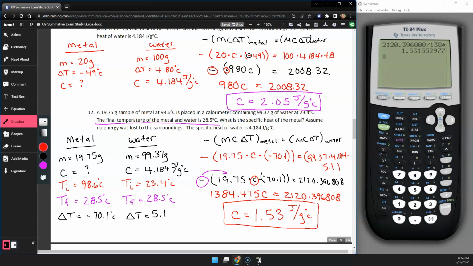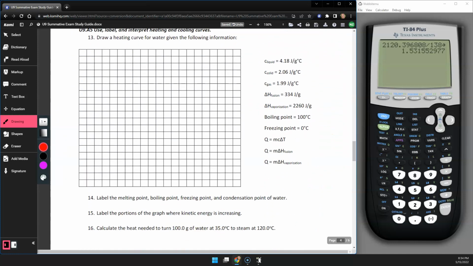All right, moving right along. Okay, so we have some heating and cooling curves. So it says, use, label, and interpret heating and cooling curves. Draw a heating curve for water given the following information. Okay, and then we have like a bazillion pieces of information on the right side. Okay. The equations that we're going to use for some calculations are given, so I don't need to plot anything there.